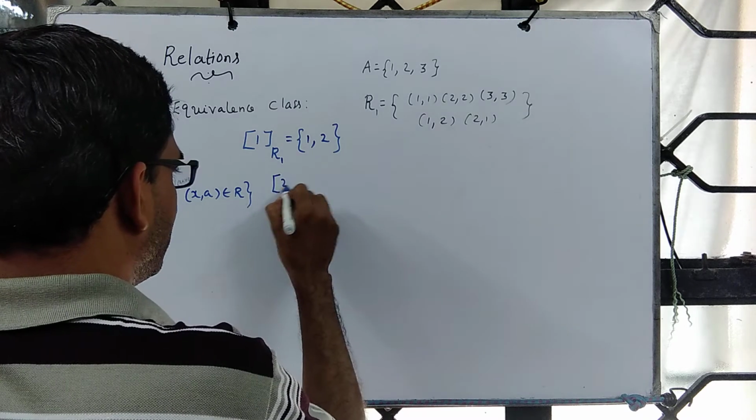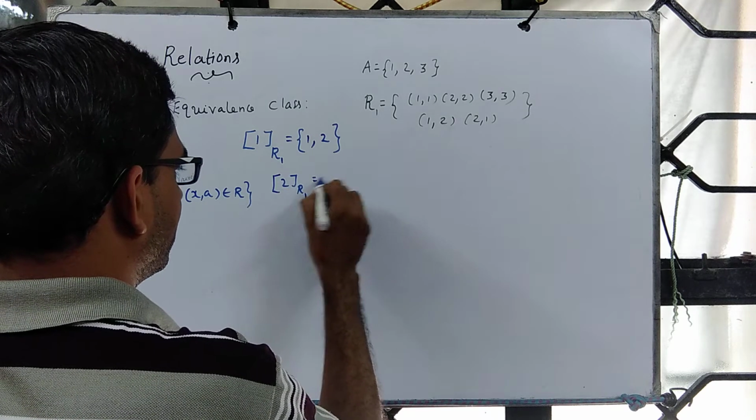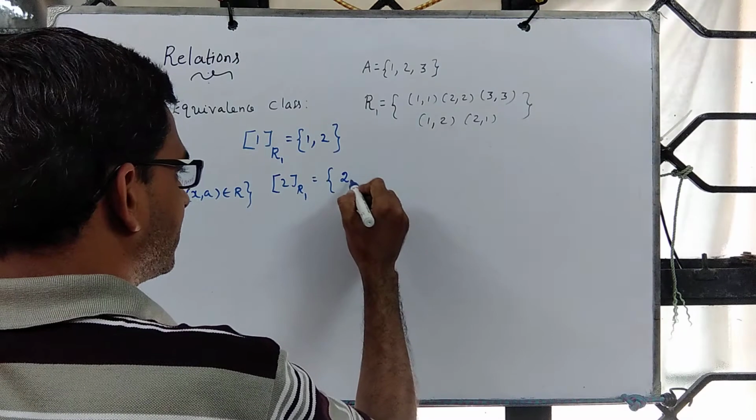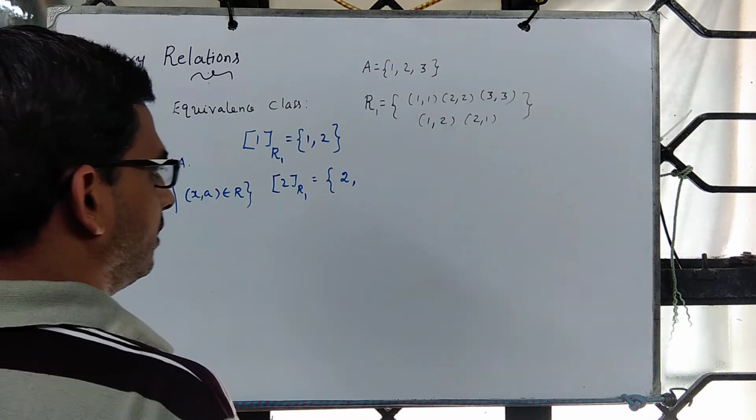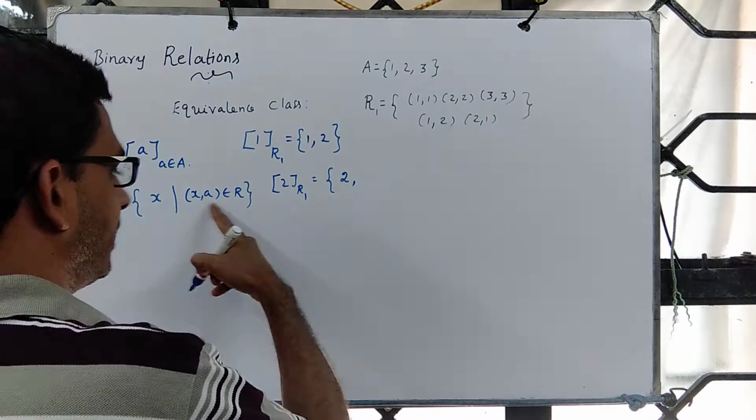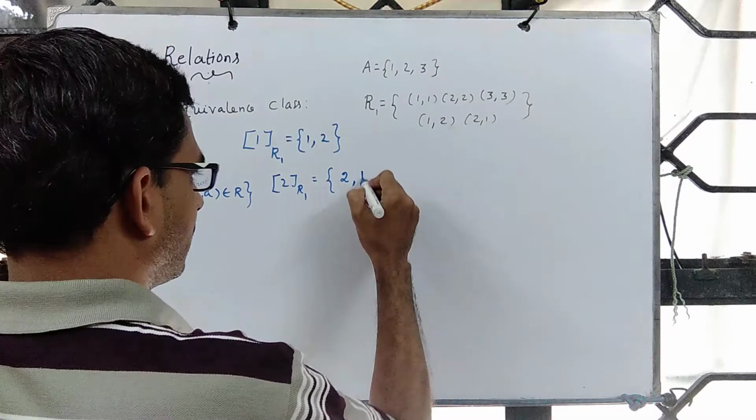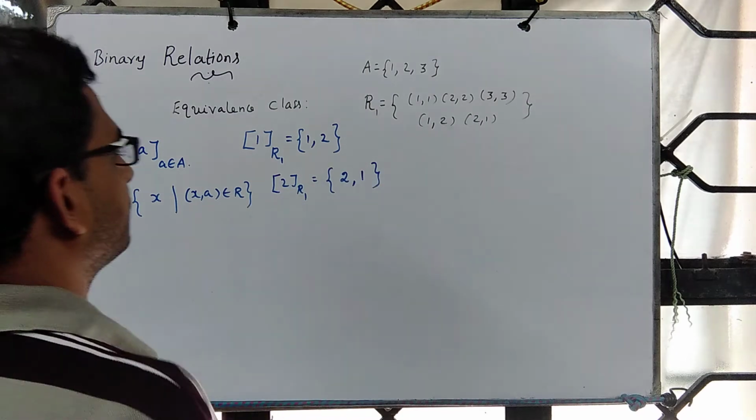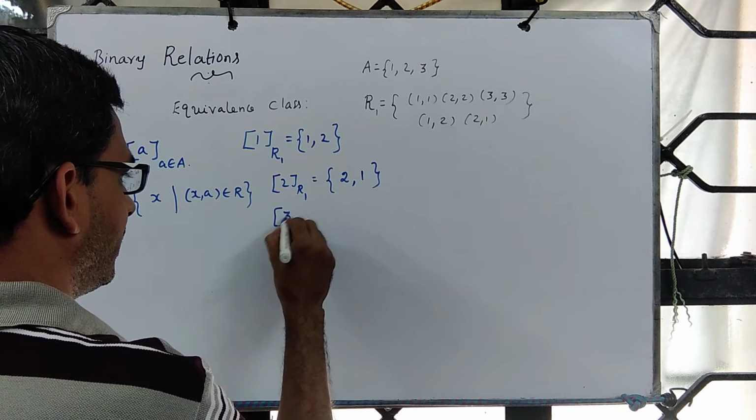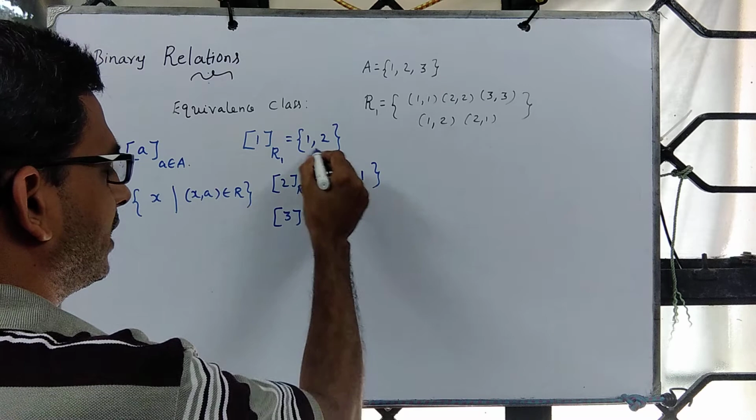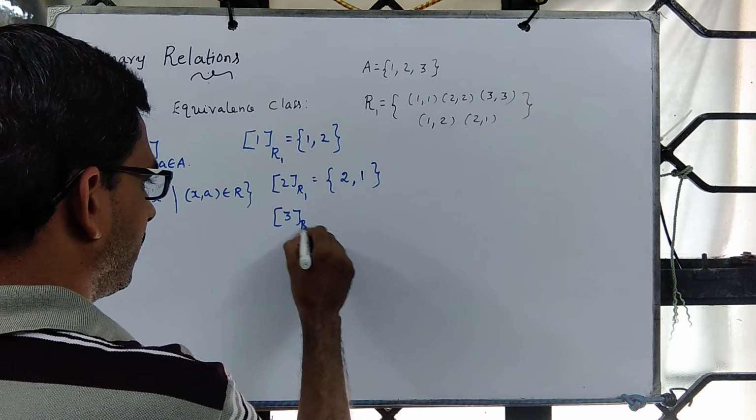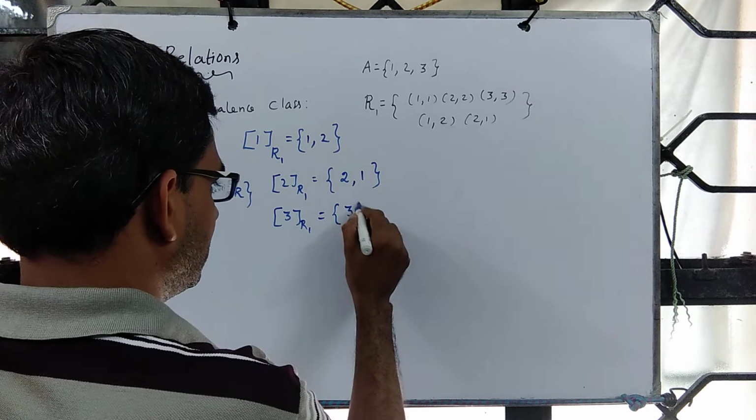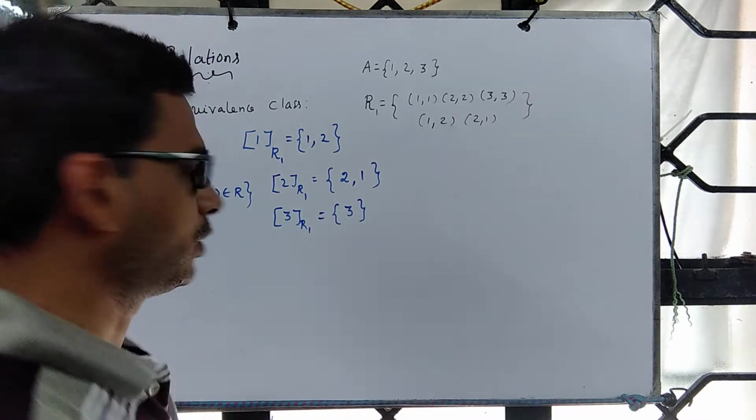Similarly, you can talk about the equivalence class of the element 2. You see that 2 is present because (2, 2) is in R, and x is 1 because (1, 2) is in R. Now let's look at it as a set, so order doesn't matter. {1, 2} and {2, 1} are one and the same. Equivalence class of 3: x is just 3, so (3, 3) belongs to R.